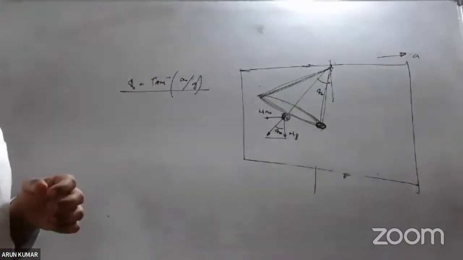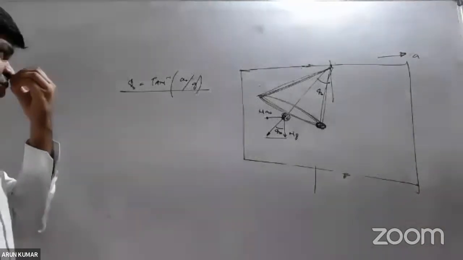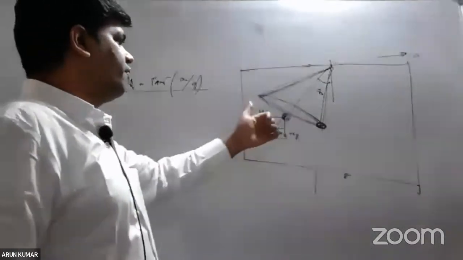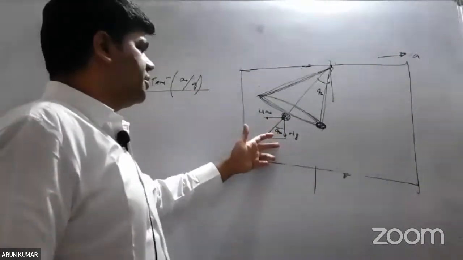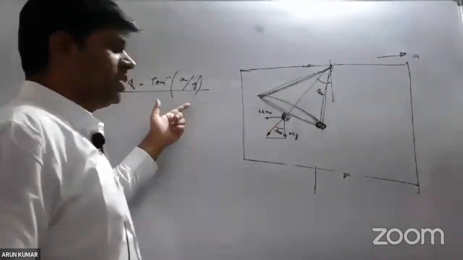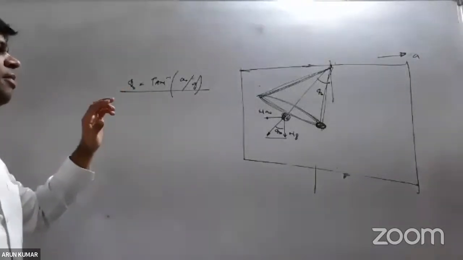That my plane of rotation will be perpendicular to the g effective. How did g effective come? The pseudo force ma is towards left, mg is downward, ma by mg is tan theta, m gets cancelled out, tan theta is a by g. So theta is tan inverse a by g.